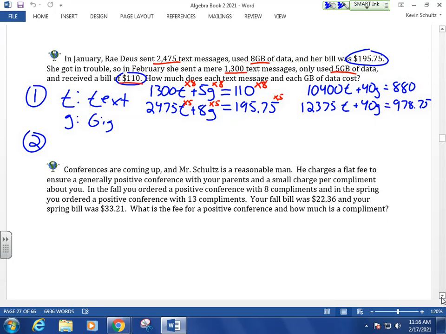Are we going to be adding or subtracting these equations here? Subtracting, because our like coefficients, those 40s, right, to get 0 from that, 40 minus 40 equals 0. So we're going to subtract these. We don't have any other negative signs to deal with, which is kind of nice. So we have 10,400 minus 12,375, and that gives us negative 1,975T. Our G's cancel out by design. And 880 minus 978.75 is negative $98.75.